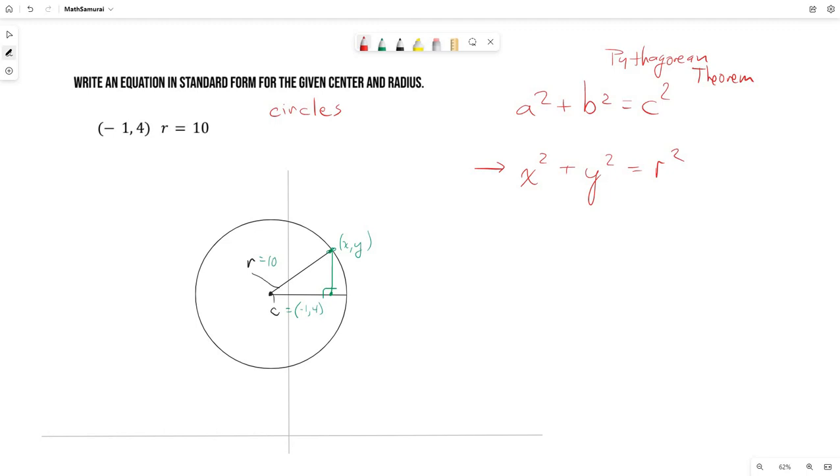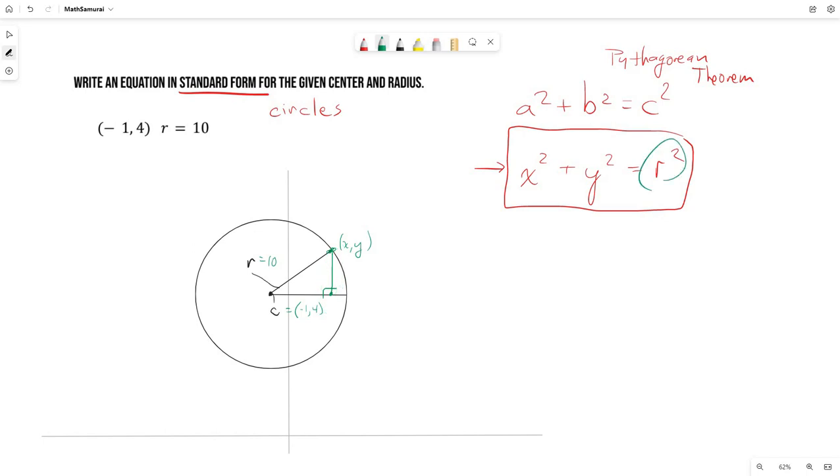X squared plus Y squared is R squared. This is the formula. That's the circle formula. That is the standard formula for circles. Now, write an equation for it. So what do we do? What does that mean, write an equation for it? Does that mean I have to know what the length of this is and the length of this is, knowing that r squared is 10? Well, it's true.